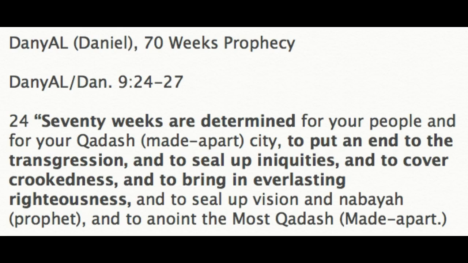But sticking with the number 70, we also see the number 70 in the book of Daniel, with the 70 weeks prophecy in Daniel chapter 9 verses 24 through 27, which says, "70 weeks are determined for your people and for your Kadash, or made apart city, to put an end to the transgression, and to seal up iniquities, and to cover crookedness, and to bring in everlasting righteousness, and to seal up vision and Nebiah, or prophet, and to anoint the most Kadash."